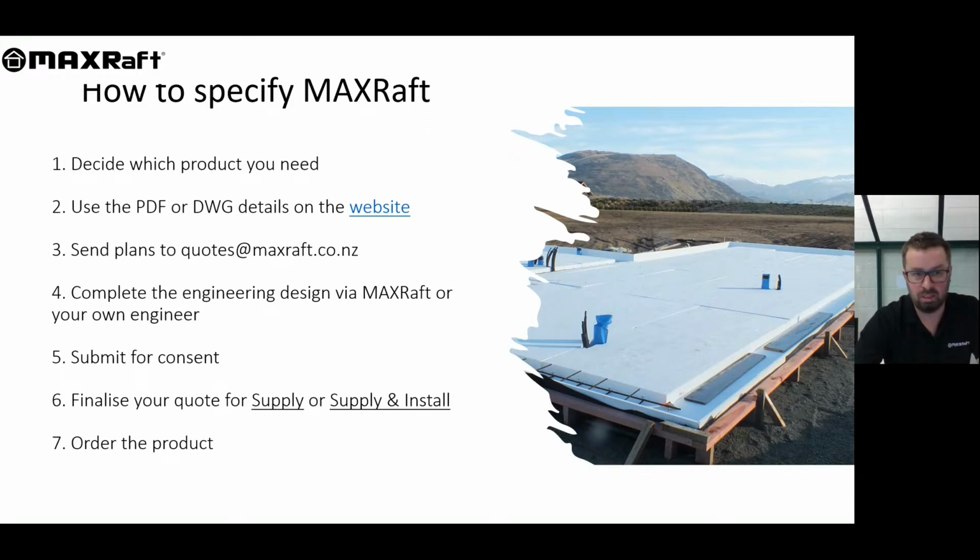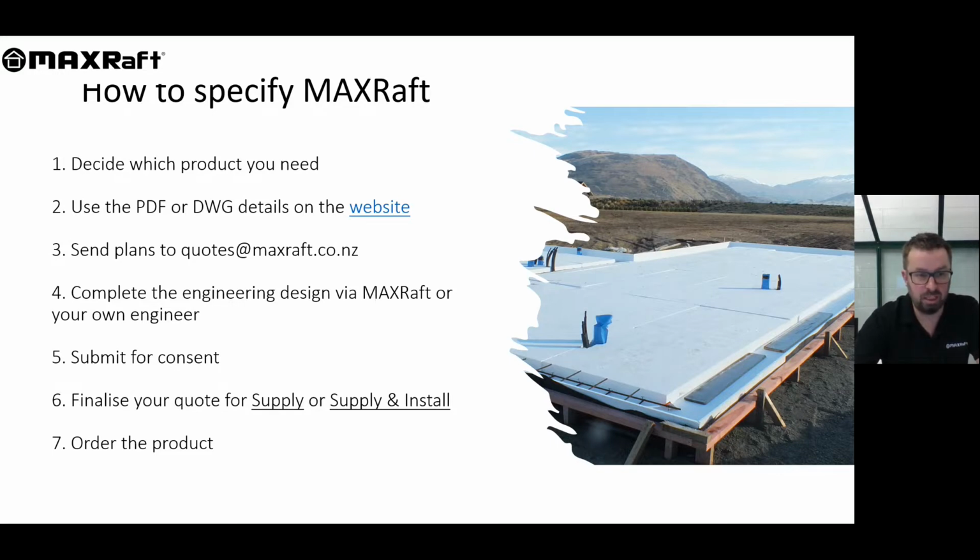Okay, so looking at how you actually go about choosing and specifying a MAXRaft product. The first thing you need to do essentially is decide which MAXRaft product you need. Obviously you can do that by contacting us. We're also building a product selection tool on our website, which should be live not long after this video. And we're also releasing a MAXRaft handbook, and the handbook goes in line with the thermal modelling which teaches you, hey, I'm on this ground, I'm in this location, I need this MAXRaft product. So both of those will be available very soon.